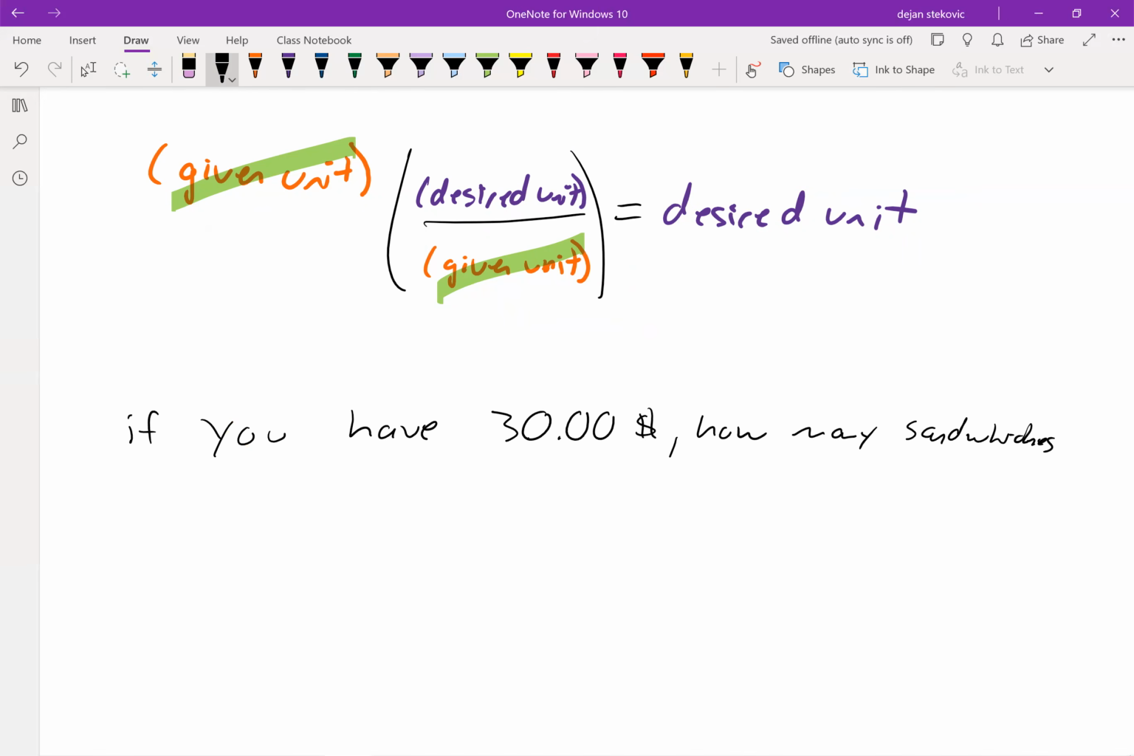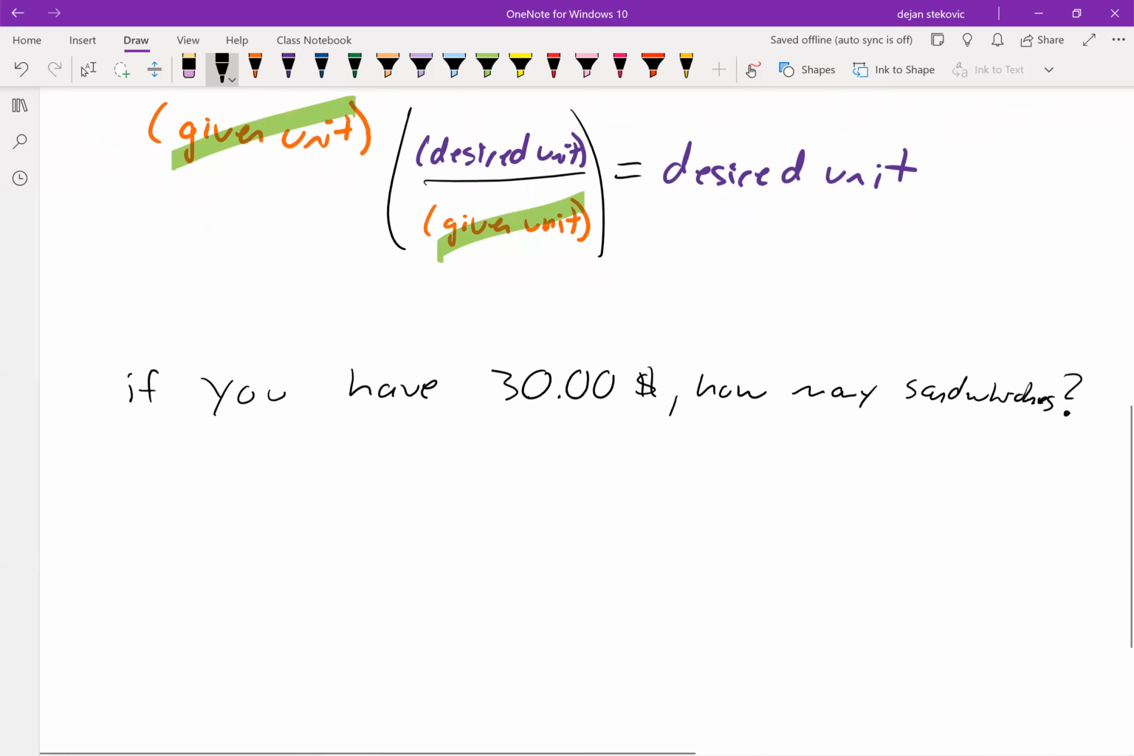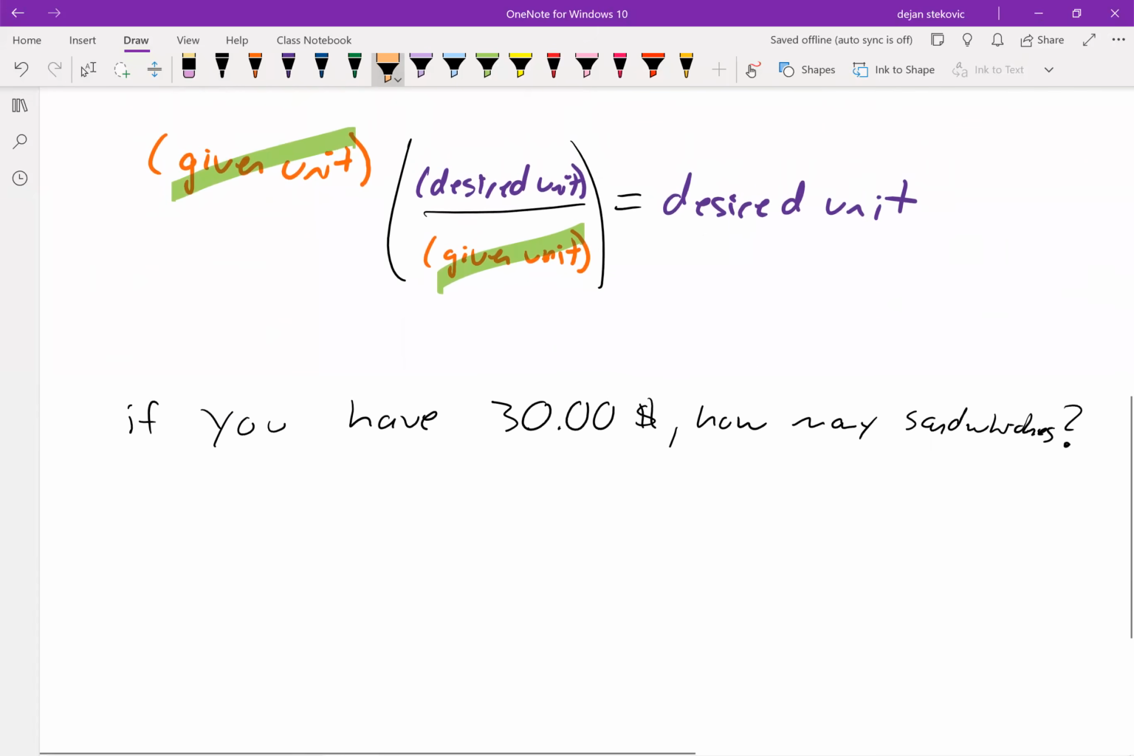Most of you can probably answer this question off the top of your head, but it's very important that we not only answer the question, we think about how we answer it and how we can write out our answer in an easy to follow way. Because when we get to the more complex problems, you won't be able to do it in your head as easily, but if you have a methodology to do it, the problem isn't any harder. So let's break down our problem. We have dollars, that's our given unit, and then we want sandwiches, that's our desired unit.